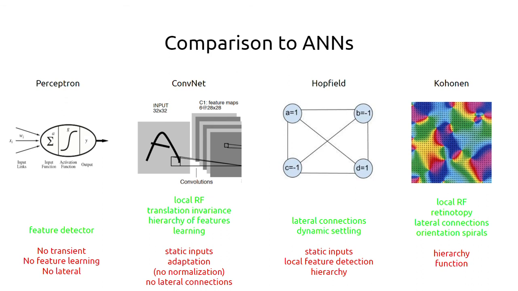And lastly, the Kohonen networks that we talked about definitely have good retinotopic organization, also have good lateral connections, and have some nice things about these orientation spirals that also map incredibly well onto V1. But people tend not to be using them in some sort of hierarchical fashion, and they tend also not to be using them for particular computational functions. So quite a mismatch of things in there.